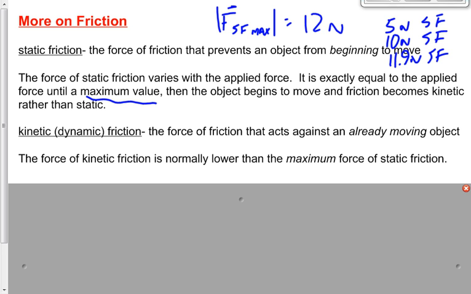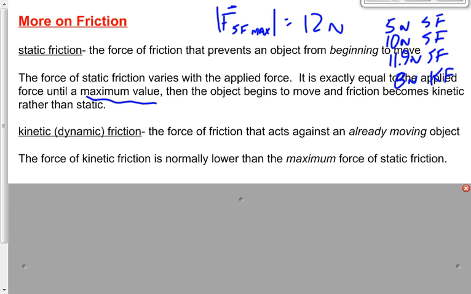What kind of friction do I have now? It's not static anymore. It's kinetic friction. What's its value? It would be more like 8 newtons, 9 newtons. When it starts moving, kinetic friction kicks in, and kinetic friction is not necessarily lower than static, but it's lower than the maximum value of static. The max value was 12. Force of kinetic friction would be something like 8 or 9.